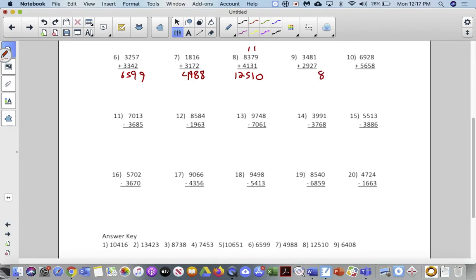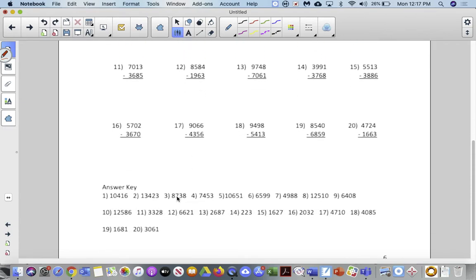8 plus 2 is 10. 9, 13, 14. 3, 4, 5, 6. Next, 8 plus 8 is 16. Carry the 1. 5, 6, 7, 8. 9, 15. Carry the 1s. And 12. 12,586. Okay, next are subtraction ones.